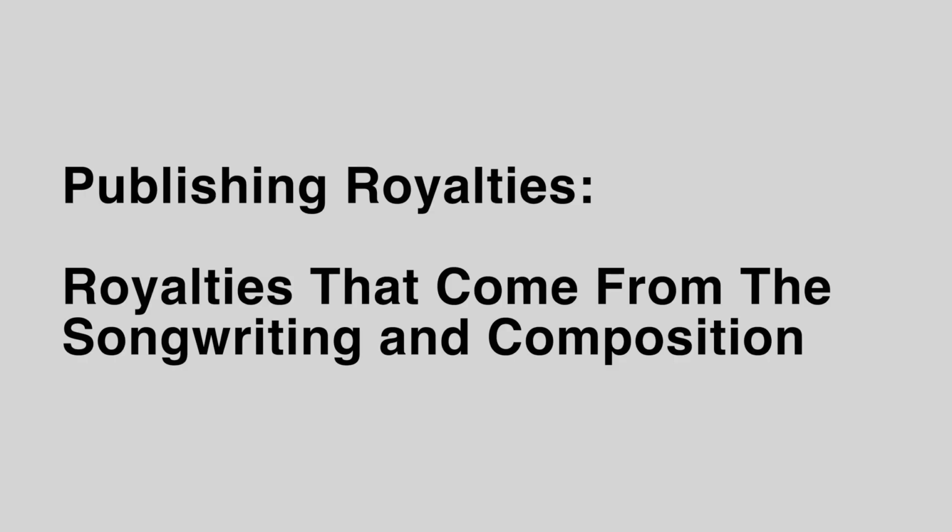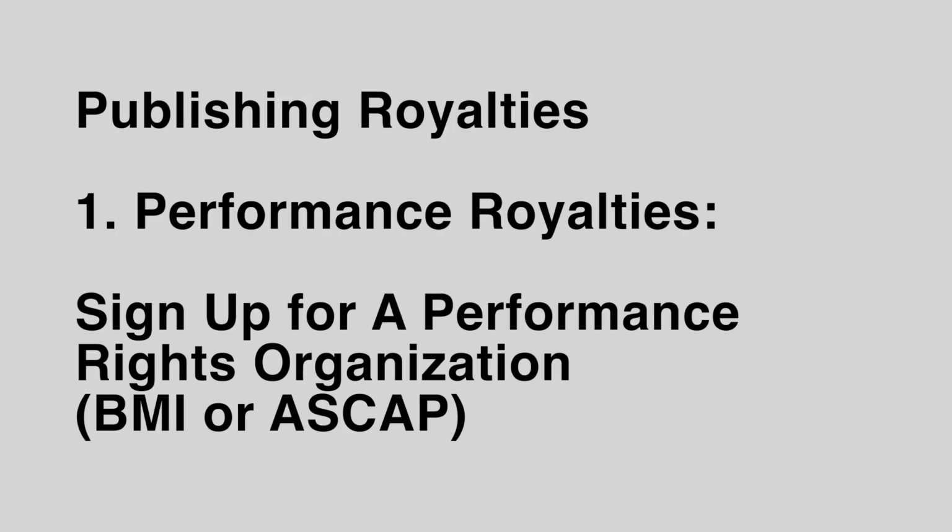Moving along to the second bucket, publishing royalties. These are royalties that come from the songwriting and composition. They are separate from the actual recording. To access your publishing royalties, you'll want to first sign up with a performance rights organization called a PRO. Typically, this is BMI or ASCAP. I personally recommend BMI since that's what I have, but ASCAP is pretty popular too. When you use this, you'll want to be consistent whenever you register all of your songs. So you don't need both, you just need to pick one.